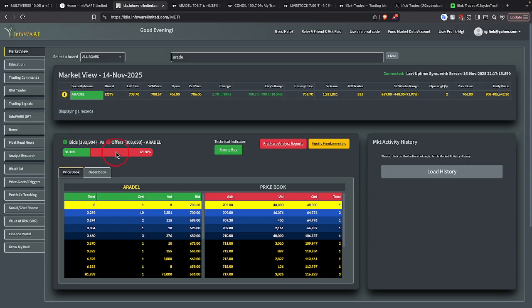And so that usually just means that you have 70% of the people hoping to discard of their Aradel, right? So that's the sentiment behind that. Okay, so let's look at another one.